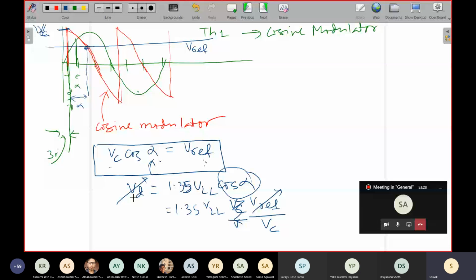Now, can we get this? You see, this is an awkward waveform. Suddenly we have to get a cosine waveform. So can we get it? It so happens that there is a way we can get it. Let us see in which way you can get it.